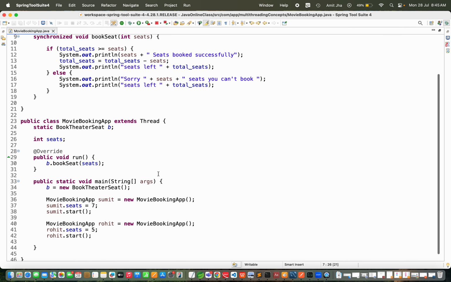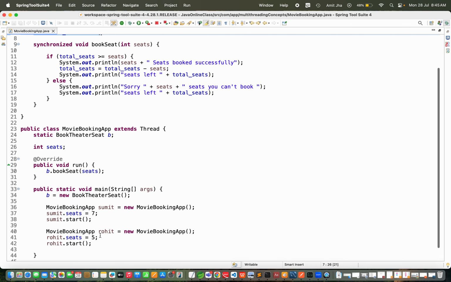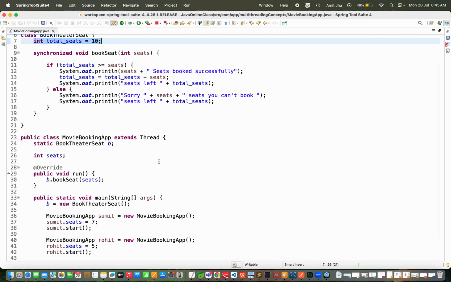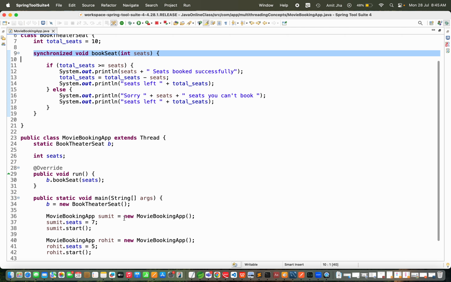That means once one thread is going to execute our bookSeat method, the other thread will come into a lock state. So once the first thread performs its task, then the second thread comes into the picture. So guys, sorry, this is synchronized method. Until the first thread completes its task, the other thread will be in a lock state.